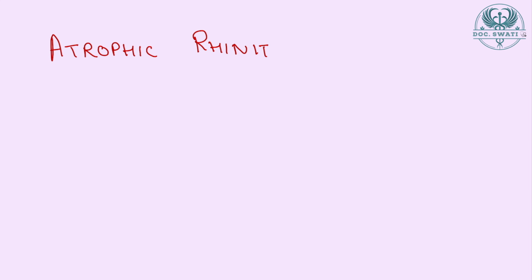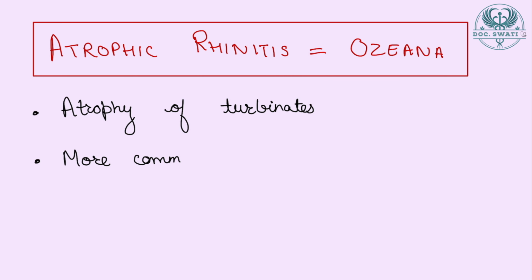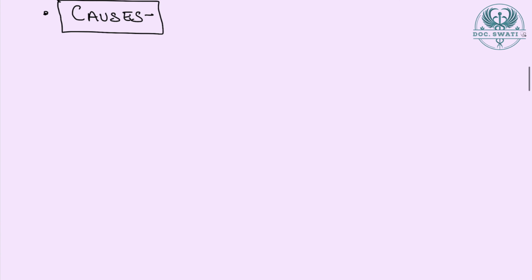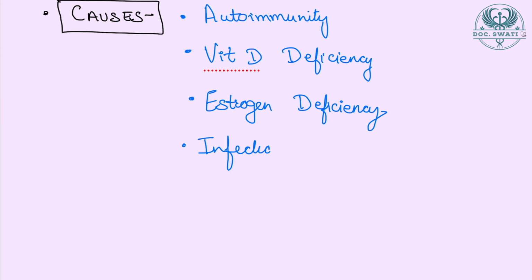Atrophic rhinitis is also known as ozena. In a patient of atrophic rhinitis, atrophy of turbinates is seen, and it is more commonly seen in females. Now let's discuss the causes of atrophic rhinitis. First, we have autoimmunity. Second, vitamin D deficiency. Third, estrogen deficiency. And fourth, infection by Klebsiella ozaenae.